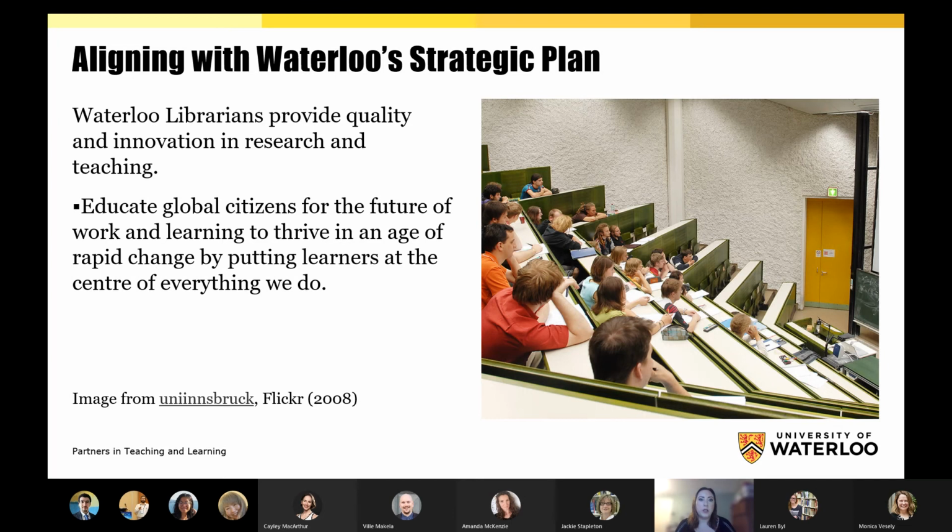What we do aligns with the campus's strategic plan, looking to educate global citizens for the future of work and learning, to thrive in the age of rapid change by putting learners at the center of everything that we do. Part of the reason we think it's very important that the library engage with learning is because there really isn't a career path or a future plan that your students may have that doesn't involve interacting with, reading, synthesizing, understanding, and ultimately communicating information. What that information looks like and where it comes from is going to be different depending on the field, but it's an extremely complex information landscape that our students are moving into and that we're all working in. Libraries and librarians really are at the center of that.